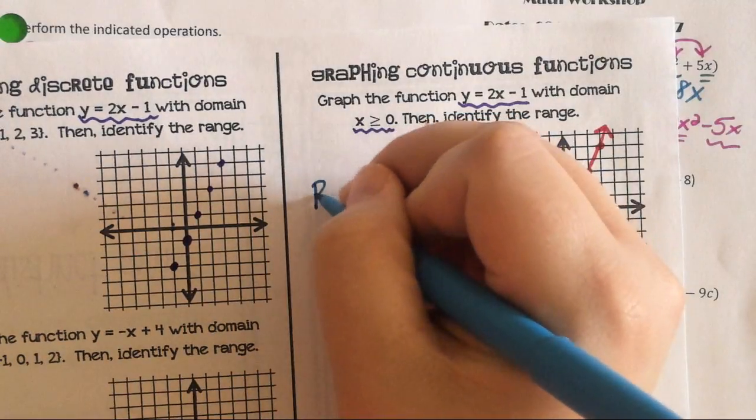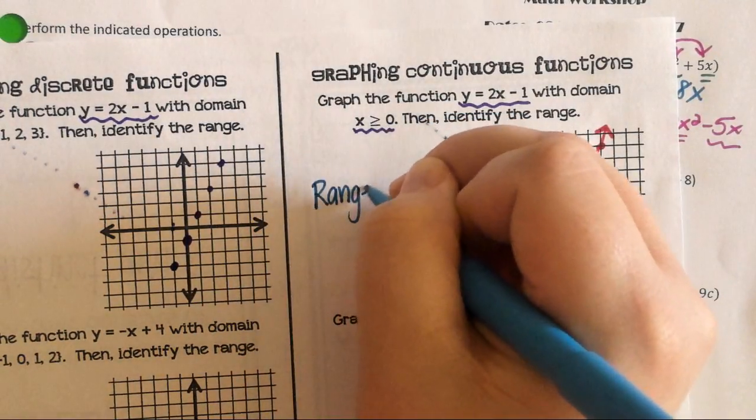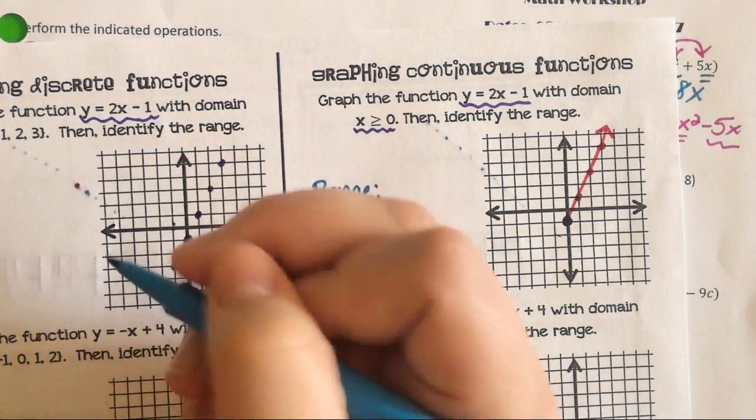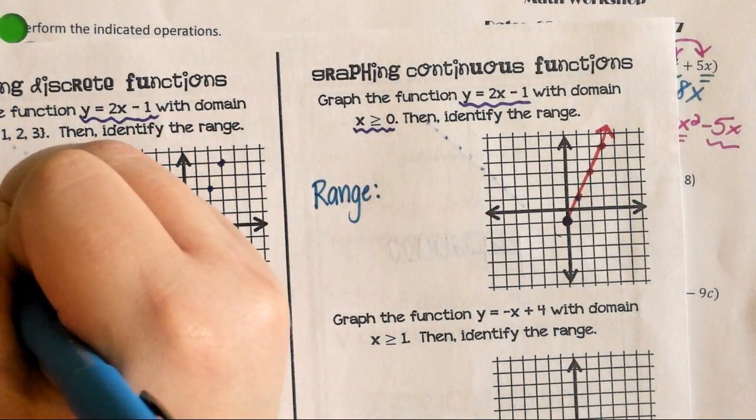It says, identify the range. I tend to be a nice tester. In discrete, you'll learn if you just use your words and explain yourself, I tend to give you points.